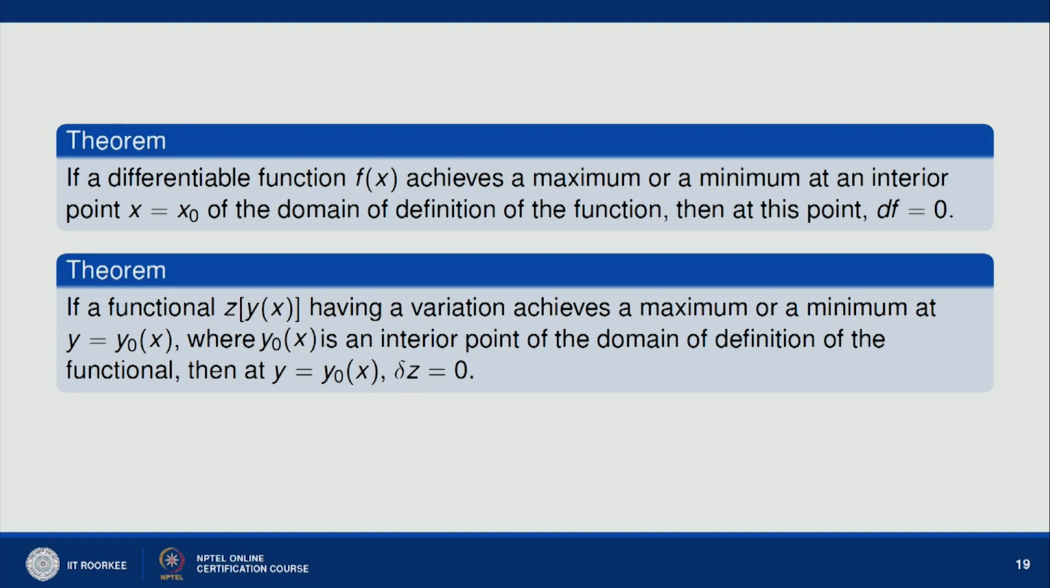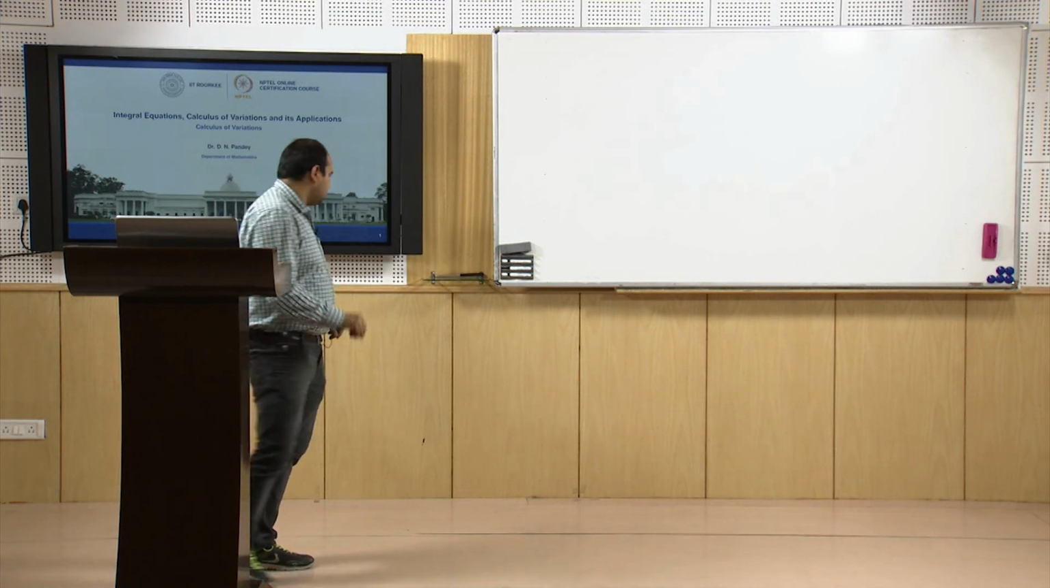We can say that if a functional z[y(x)] having a variation achieves a maximum or a minimum at y equal to y naught(x), where y naught(x) is an interior point of the domain of definition of the functional, then at y equal to y naught(x) the variation of z is equal to 0. We can explain this in the following manner.